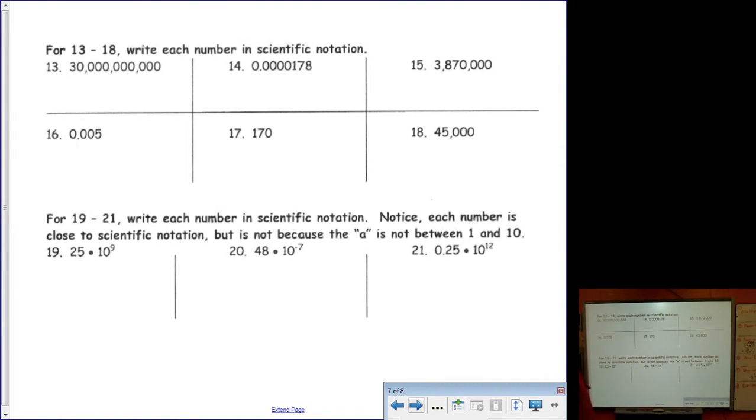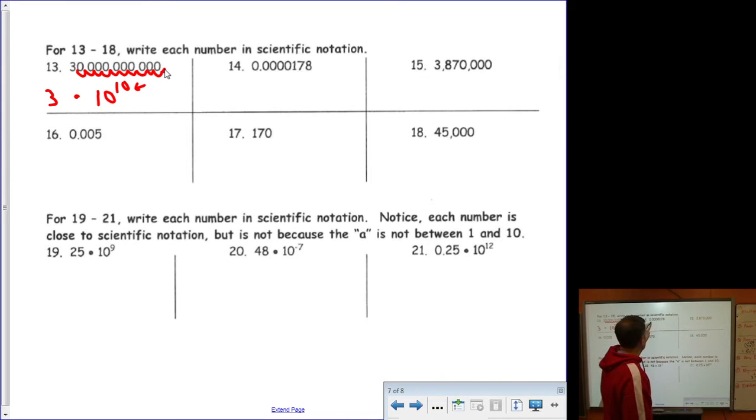Here I'm writing numbers in scientific notation. So I need to move the decimal. The decimal would move 1, 2, 3, 4, 5, 6, 7, 8, 9, 10 spots. This would be 3 times 10 to the 10th. All right? 3 is the number I get when I move the decimal. And 10 spots is how many spots I moved the decimal.